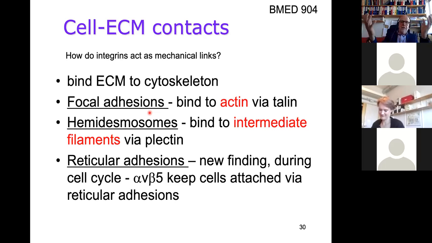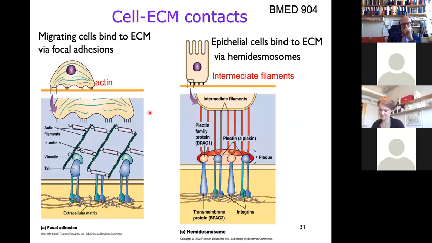And the latest addition to this type of adhesions was a discovery made by a Swedish scientist at Karolinska Institute, Staffan Strömblad, who discovered that one particular integrin, alpha V beta 5, which is a vitronectin receptor, keeps cells attached during cell division, and in a special type of adhesions called reticular adhesions. And we will look at the schematic illustration.